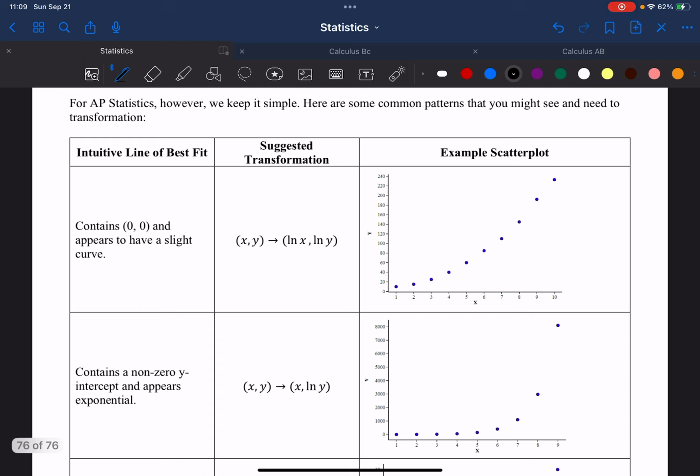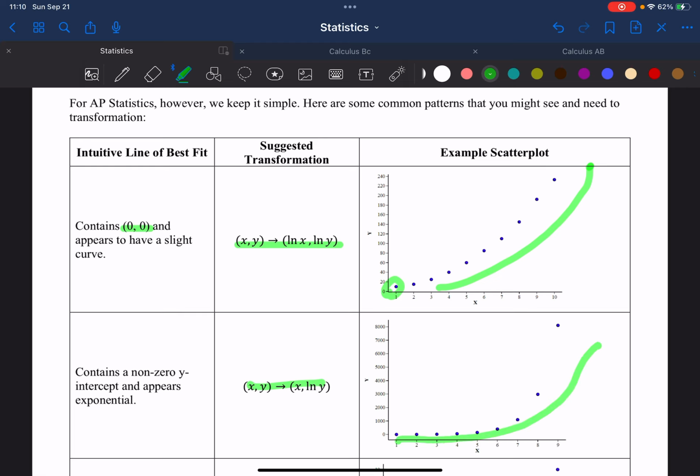So the first one could be, well, we need to take the natural log of x and y. How do we know that? Well, if we take the natural log of x and y, we know that it first contains the point 0, 0, and it appears to have a slight curve. Okay, so here's the point 0, 0, here's the slight curve. That's how you know you have to do both. Contains a non-zero y-intercept and appears to be exponential, then you only do natural log of y. Okay, a non-zero y-intercept. Can't really see that here, but we can see that it also appears exponential.